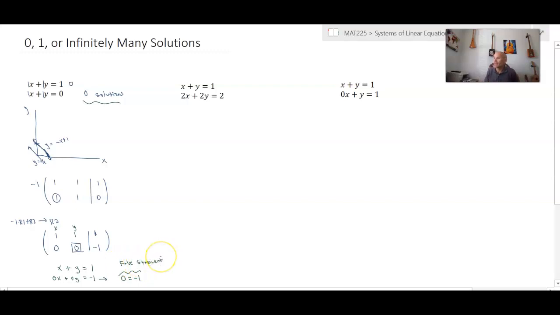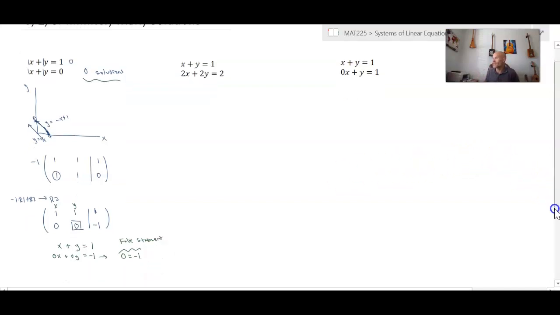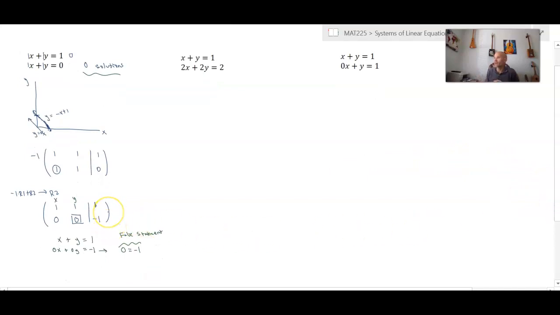And so what that means is that our system has no solution. If we ever get a false statement in mathematics, that means, well, we either made a mistake or the system is not consistent. So this system has no solutions, and we say that it is inconsistent. That's just another word for no solutions.